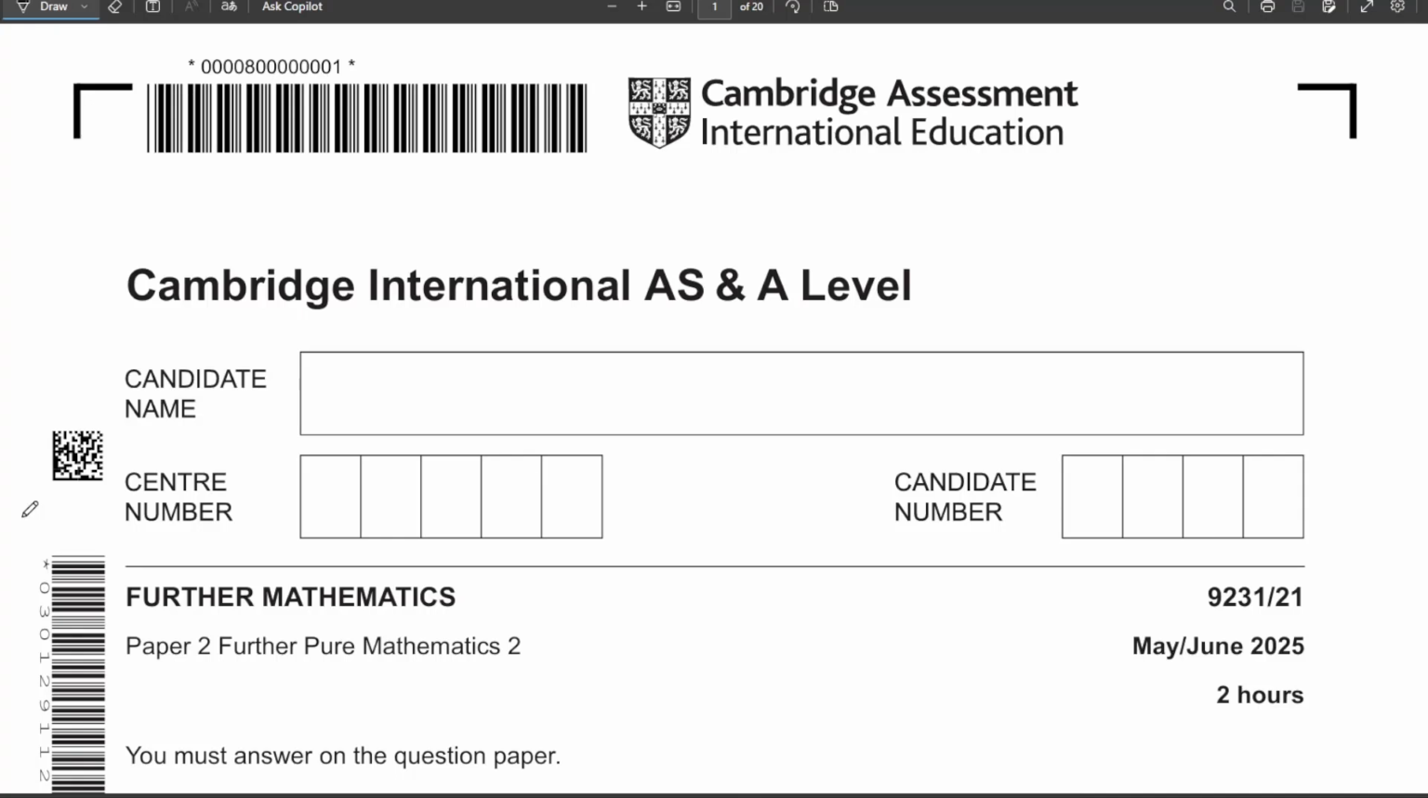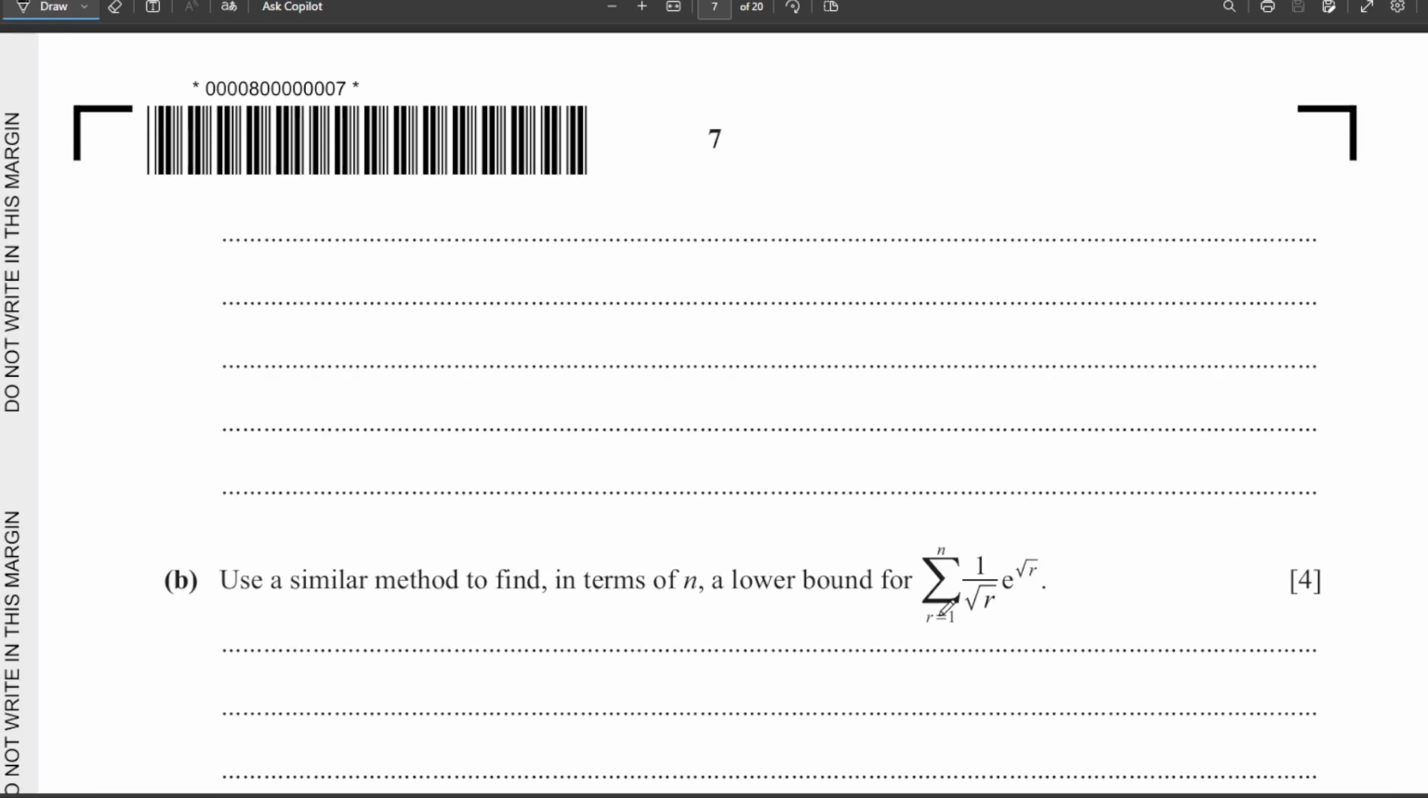Hi everyone, today we do Cambridge A-Level Further Maths Paper 2, which is the Pure Maths 2 paper. The syllabus code for this is 9231 for Further Mathematics. This is variant 1 of paper 2 from the May June 2025 series. Okay, now we go for question 7.